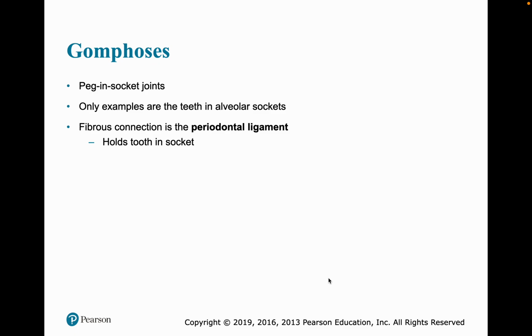Gomphoses are peg and socket joints, and the only example we have of those are teeth in our alveolar sockets, but it's important for you to remember that those are joints. There's a fibrous connection in the form of the periodontal ligament that holds the tooth in the socket.